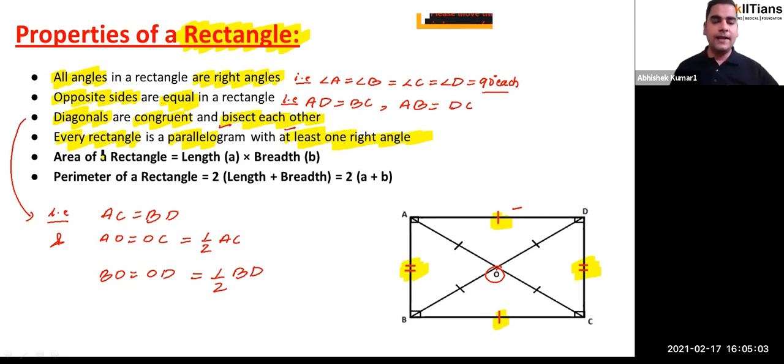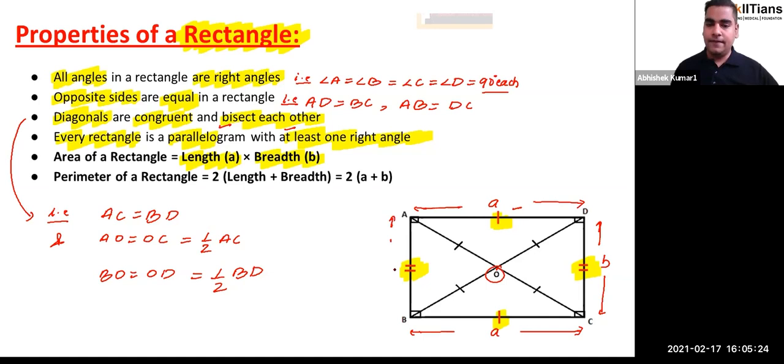Okay. Then what is the area of a rectangle? Area of a rectangle is given by L into B. So if you assume the length of this rectangle to be A, let's say this is A, and this is B, breadth. So this will also be A, and this will also be B. So the area of this rectangle is given by L into B always. And after that we have perimeter.